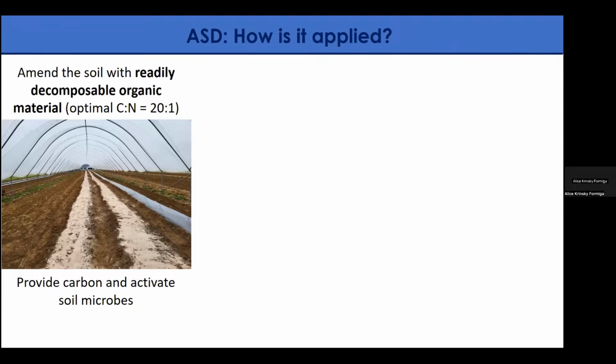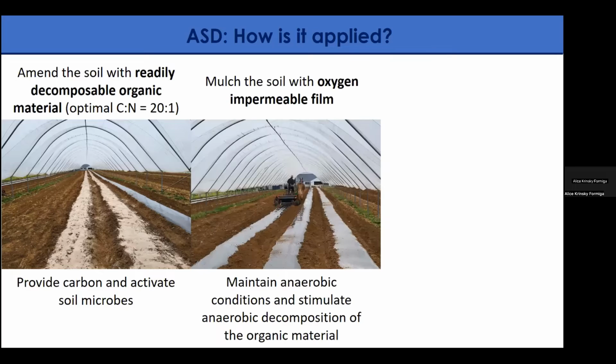Ideally, the carbon-nitrogen ratio should be 20:1, and this essentially is providing carbon sugar to activate the microbes in the soil and start the process. Then what we do is use a tarp or a film that usually is a totally impermeable film, and this helps to develop anaerobic conditions and maintain those anaerobic conditions over time.